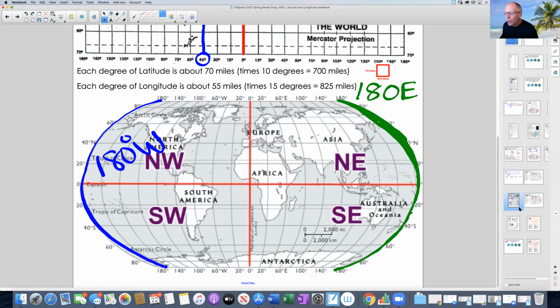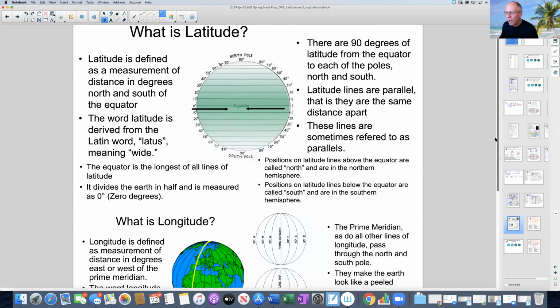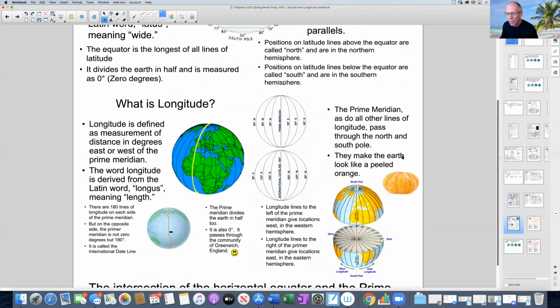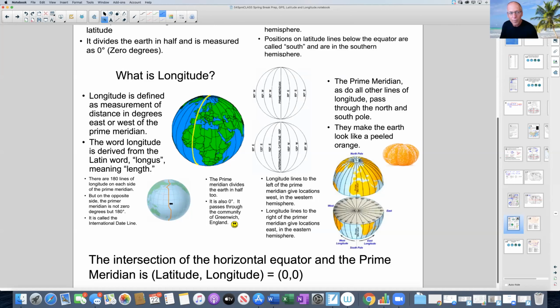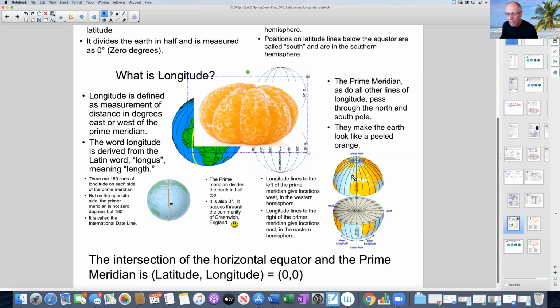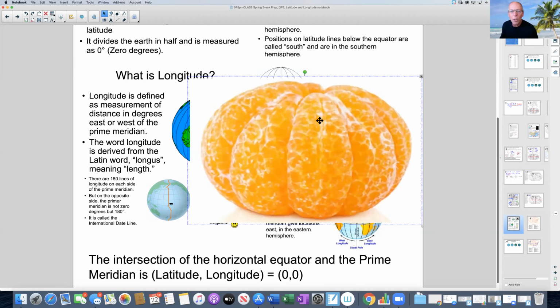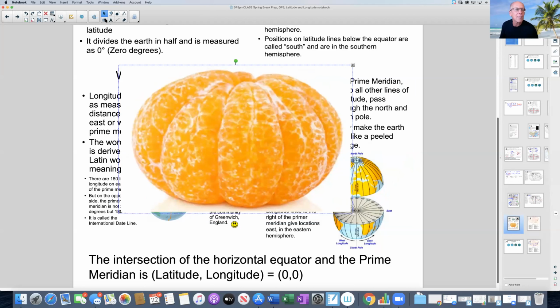Now, I'm going to give you my little trick. The next time you guys are downstairs, I want you to go grab an orange, and carefully peel it without destroying the fruit. And I want you to look at this and tell me, does this represent latitude or longitude?